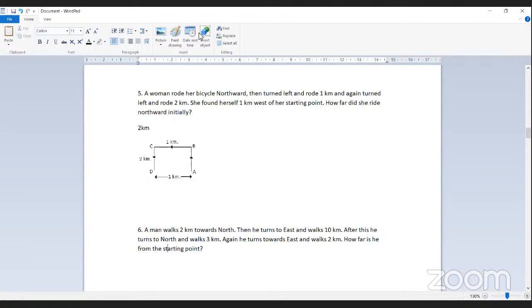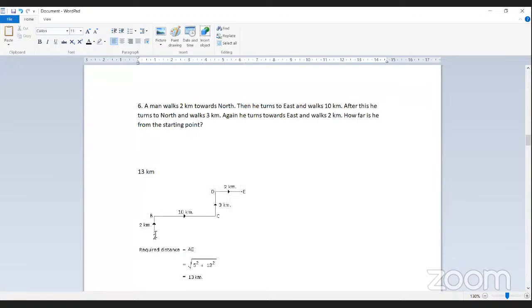Okay, let's see. A man walks 2 kilometers towards north, upwards, okay, 2 kilometers. Then he turns east and walks 10 kilometers. East is towards your right, okay, 10 kilometers here. Then he turns north and walks 3 kilometers, upward 3 kilometers. Then again he turns east and walks 2 kilometers. So this is the trajectory. How far is he from the starting point?